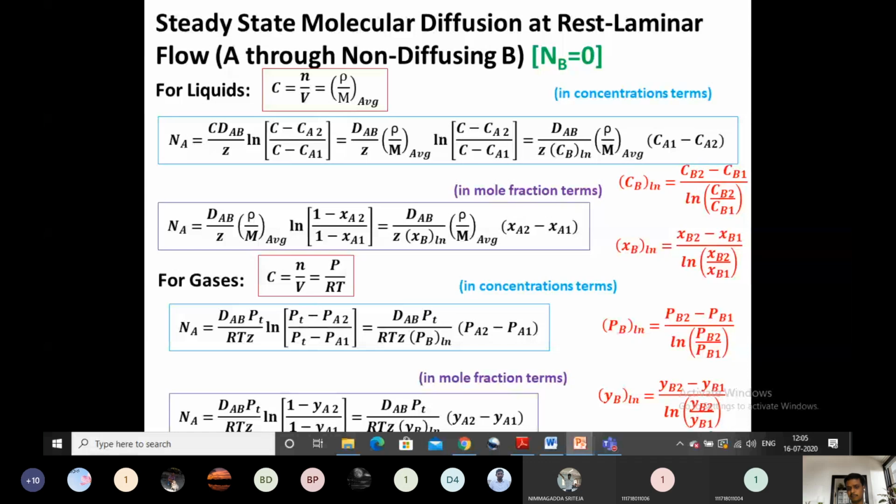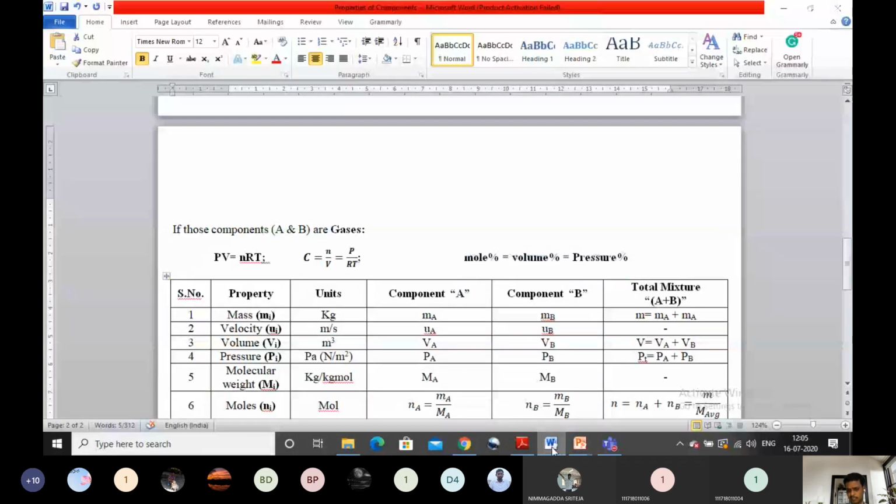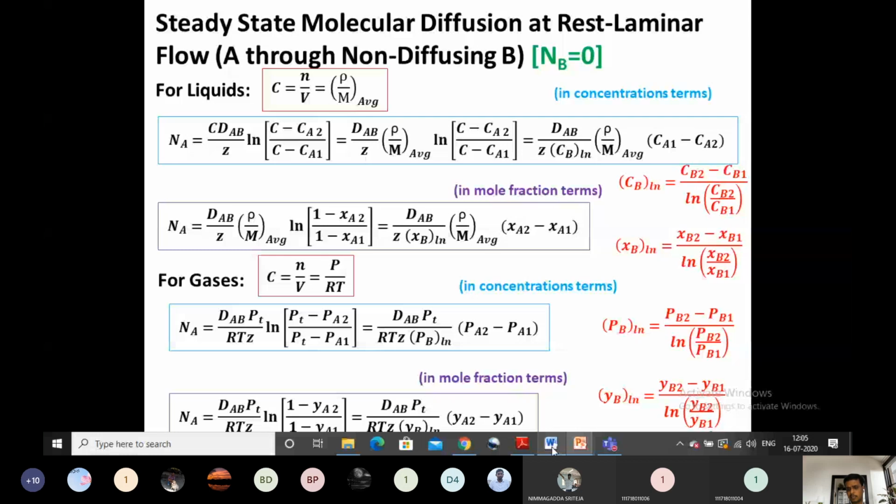Whatever definitions I have given in this word file are the first part, including Fick's first law of diffusion, the relationship between diffusivities, the continuity equation, and Fick's second law of diffusion. Part B is all these derivations. We will see in the next class how we obtain these derivations using these simple facts.